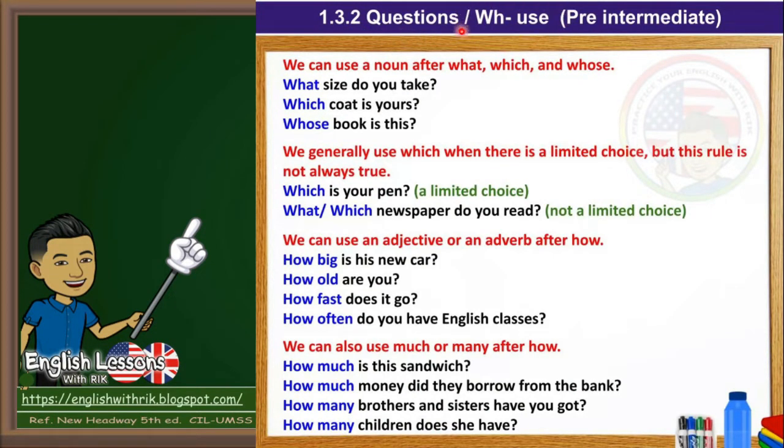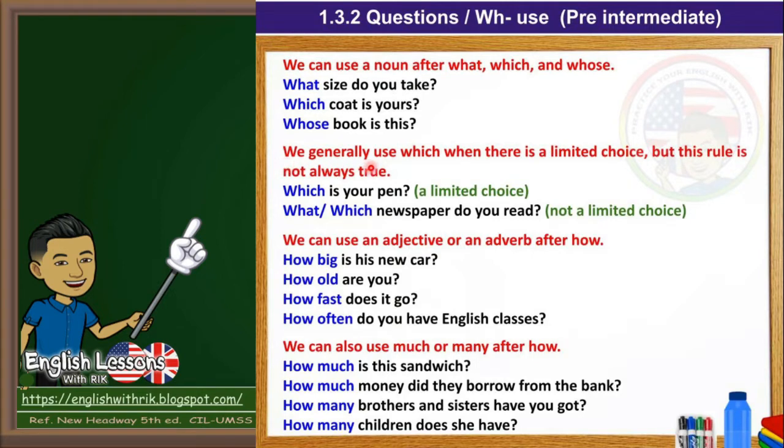We can use a noun after what, which, and whose. What size do you take? Which coat is yours? Whose book is this?